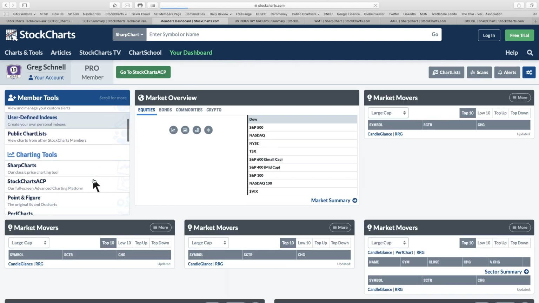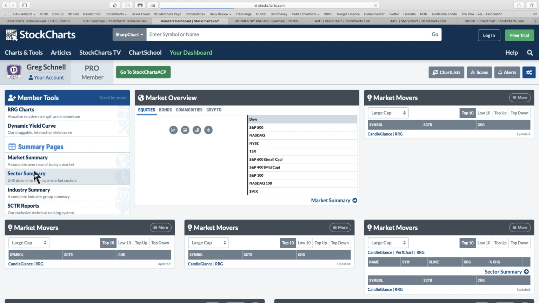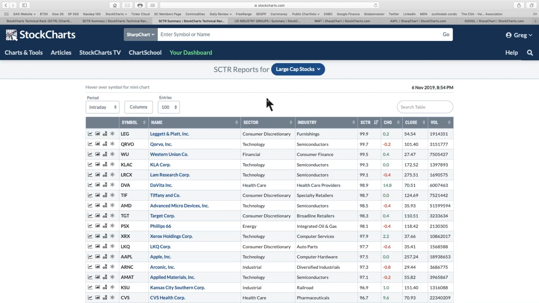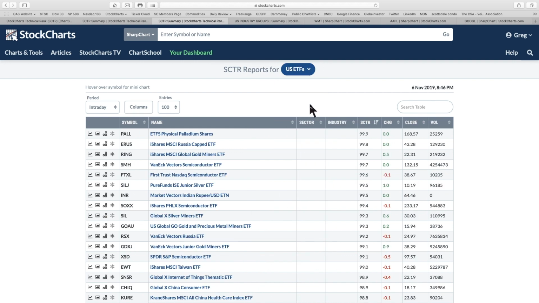One way is from the dashboard over here on the left-hand side. You can see that we have these summaries, and then we have the SCTR report. When you click this button, it's going to bring you into the large cap. If you're a Canadian investor, you have to go down and find Toronto. If you're looking for ETFs, you have to grab this ETF button. So that's one way to get here.